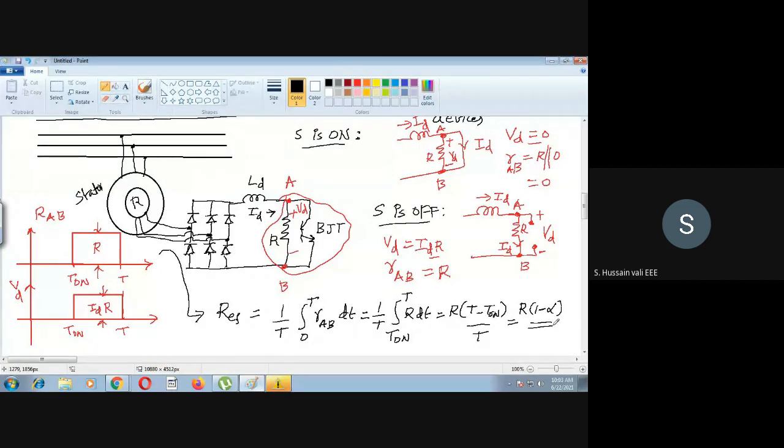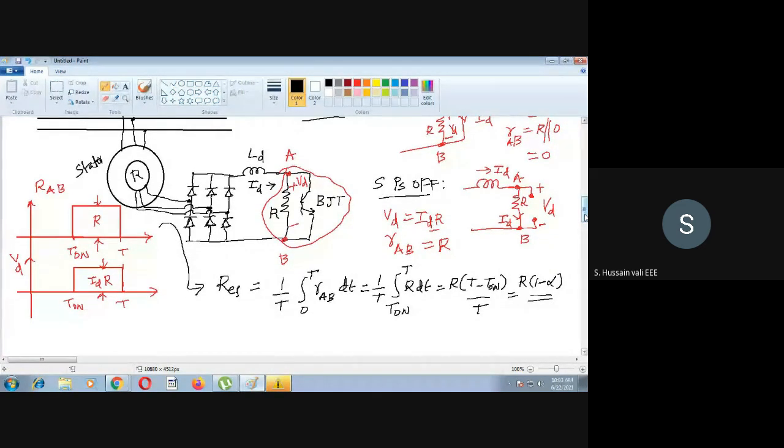Once we got the effective resistance, now what is the power dissipation in this? How do you find out the power dissipation? Power dissipation P average is equal to resistance. We know the current flowing through this is ID. So what is the power dissipation? I square R. So ID square into R. Here the R value is how much? R into 1 minus alpha. This is the thing.